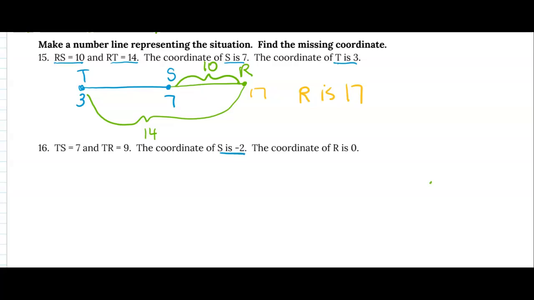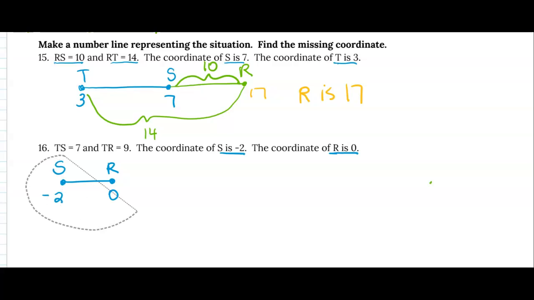So the coordinate of S is -2. The coordinate of R is 0. That means that S needs to be to the left of R. So here's S and here's R. Actually, I'm going to write those letters at the top. So we know that S is at -2 and R is at 0. Now, thinking about the fact that TS needs to be 7 and TR needs to be 9, I need TR to be longer than TS. If I put T over here, then TR will be shorter than TS. So I know that it needs to go onto the opposite side.